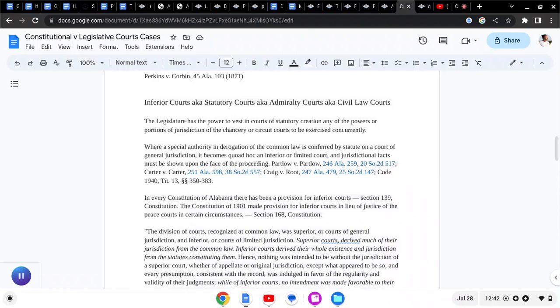You would have to cite an article in the Constitution. That's why I posted those cases on my community. Let me show y'all these. Well, I'll do it a little later, but that's why I posted those cases. I'm gonna show y'all the cases a little later.